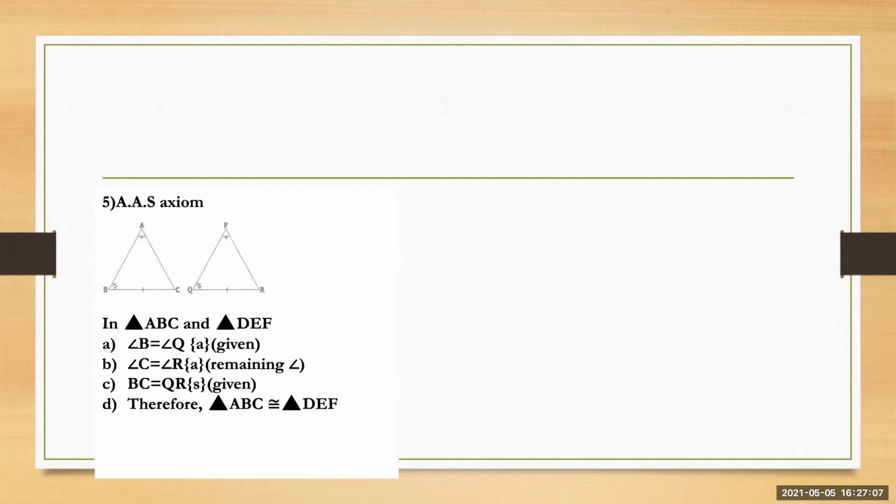The last axiom is the AAS axiom. In this axiom, angle B is equal to angle Q, angle C is equal to angle R, and side BC is equal to side QR. Therefore, triangle ABC is congruent to triangle PQR.